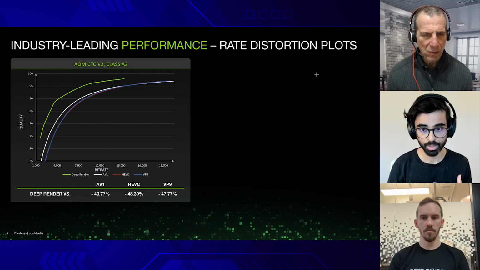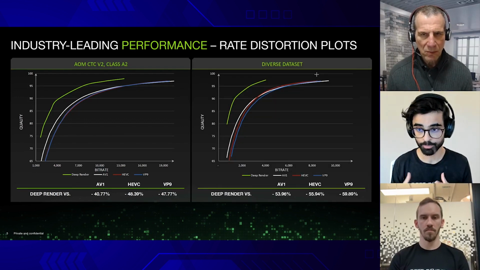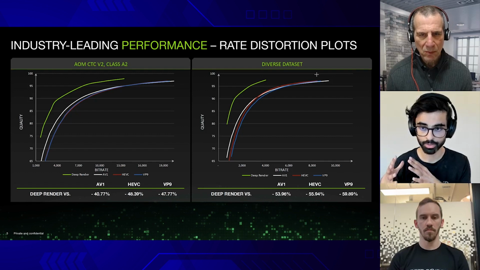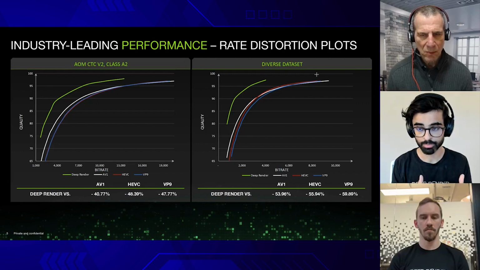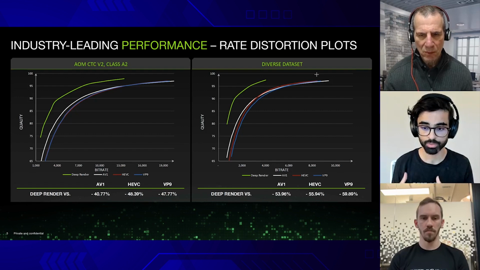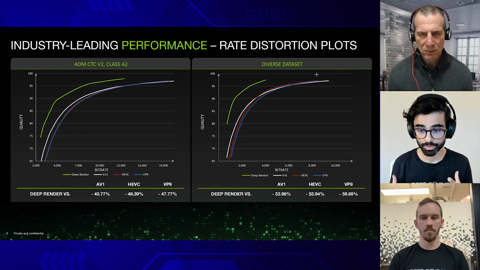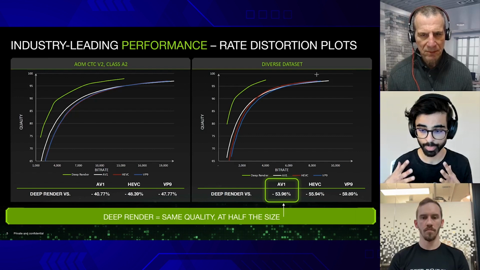We also looked at a diverse dataset, and here we wanted to include video conferencing data, which are talking heads, gaming, animation, cinematic, and mobile recorded data. And again, we compared ourselves to AV1, HEVC, and VP9 on visual quality. As we can see here, DeepRender can also provide significant gains, giving up to a 50% improvement. So for the same quality, we're getting roughly half the file size. And this is what's really enabled by this new paradigm of purely being an AI-based codec.